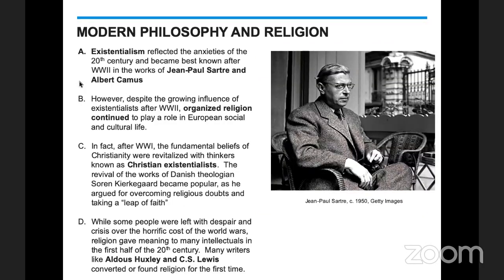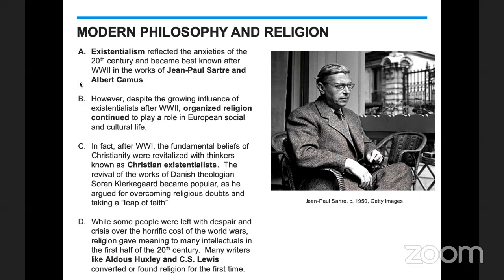So we have some influential examples, and on the right there we have Jean-Paul Sartre, and he is best known along with Albert Camus, who wrote The Stranger, for existentialism in the 20th century. And so while these existentialists are really going to reflect the anxiety of the 20th century, that doesn't mean that God doesn't have a place.